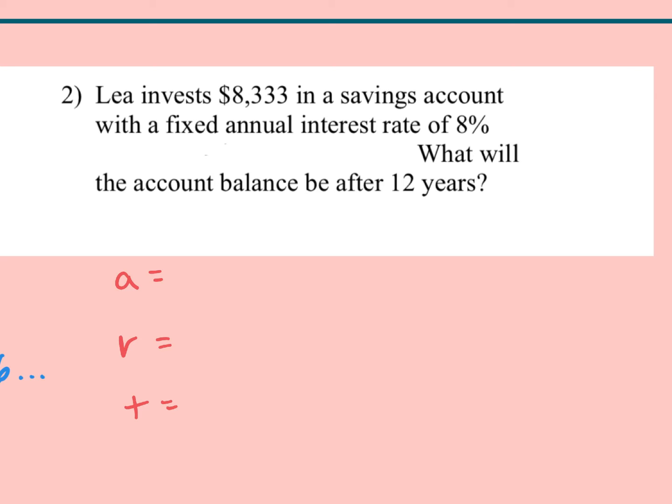$8,333. What's our rate? 8%, but remember we have to change it to a decimal, so 0.08. And then what is our time? 12 years.